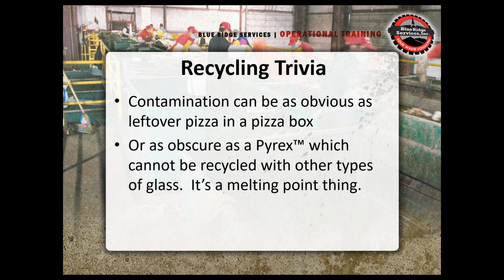Here's some recycling trivia for you, just a couple things to think about. Contamination can be as obvious as leftover pizza in a pizza box. If you're pulling cardboard out and folks are pulling a pizza box, and there's some pepperoni pizza rattling around inside, that's contamination. But it can be as obscure as a broken Pyrex glass container, like those measuring cups or the glass coffee pot that is made from Pyrex so it can withstand high heat.